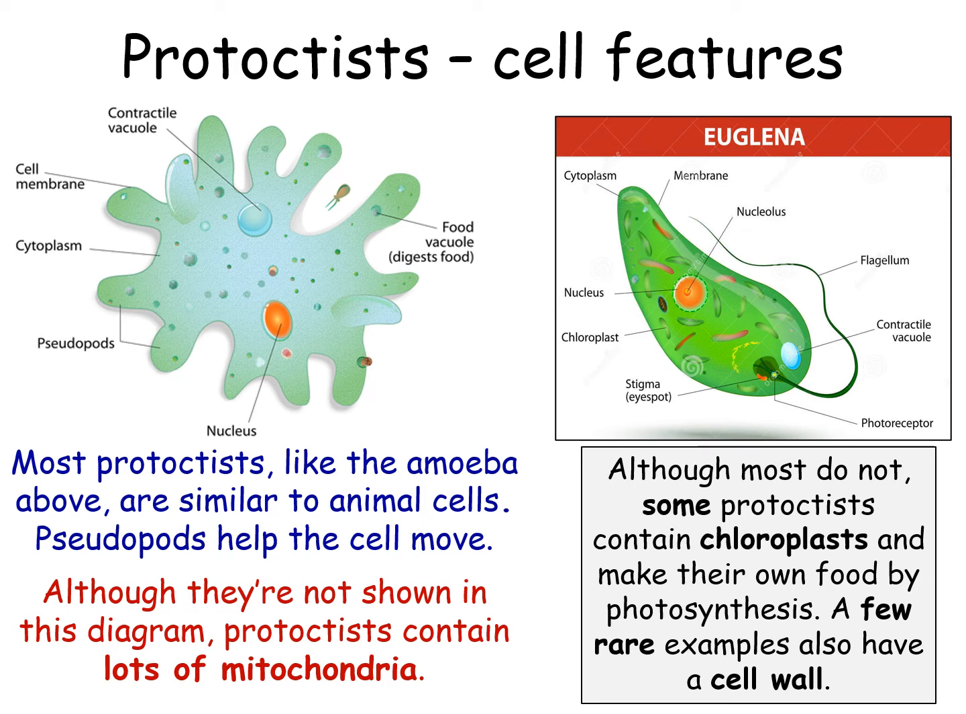Okay, so most protoctists, like the amoeba, are similar to animal cells. Pseudopods help the cell to move, although they're not shown in the diagram. Protoctists contain lots of mitochondria as well. And as we said, many of these cells also contain chloroplasts so that they can carry out photosynthesis.